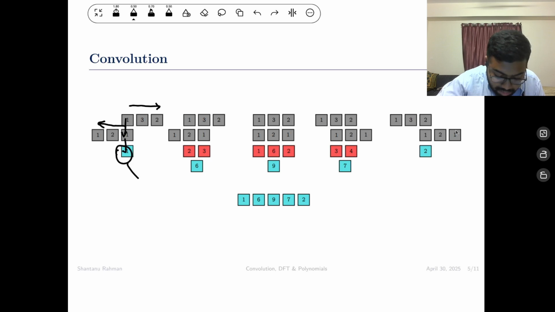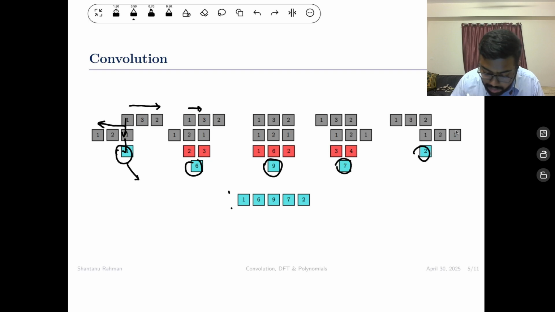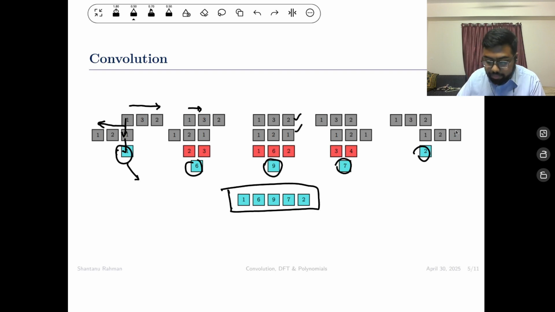So that is your first result, and again you shift one element to the side and you take the dot product, you get the next one, and so on and so on. You get this new signal you have right over here. That is the convolution of these two signals.